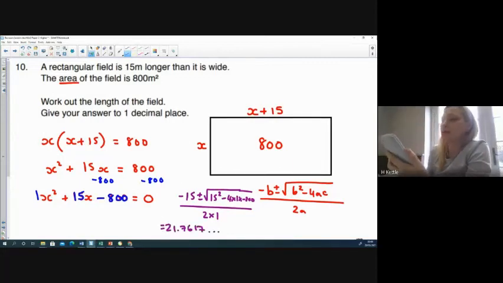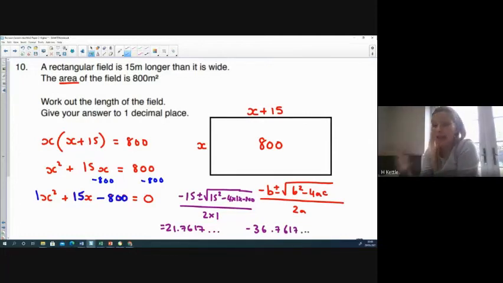Let's do a few decimal places. And then obviously if I go back and change it to a minus, we get minus 36.76. Now, in the context of this question, a negative number actually doesn't make any sense, because we know it's a physical length, it's a field, so it's not going to take a negative length. So we can go ahead and disregard that option. Don't always assume that the minus one will be the one you don't need. Just, you know, do both and then disregard it.